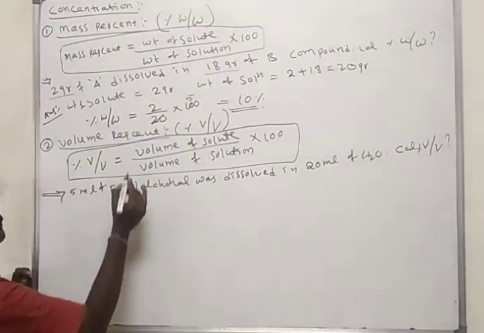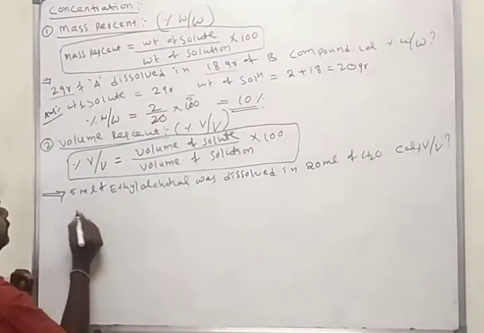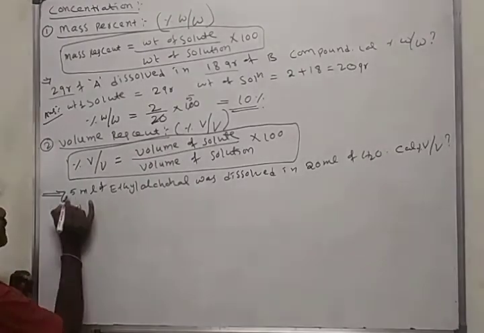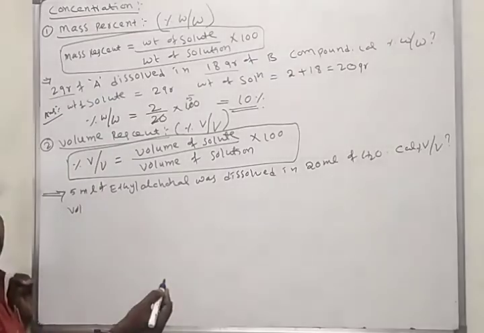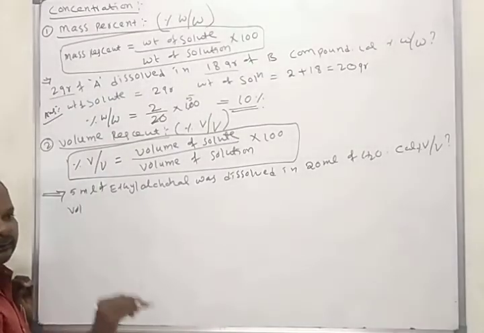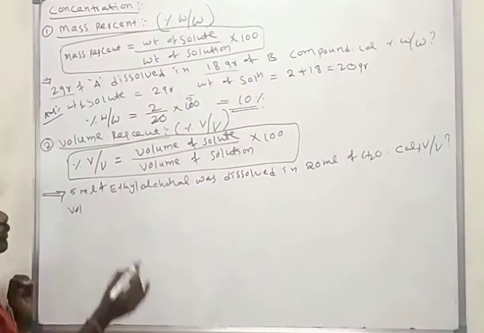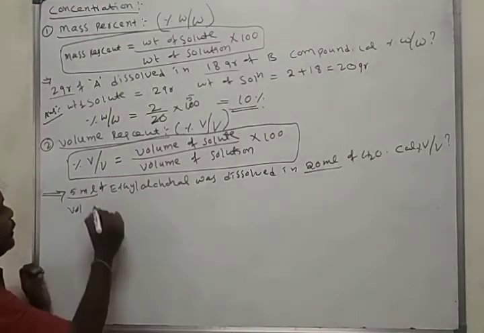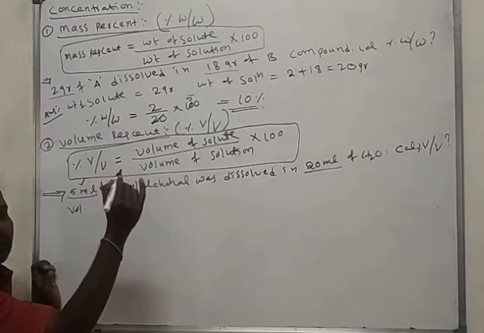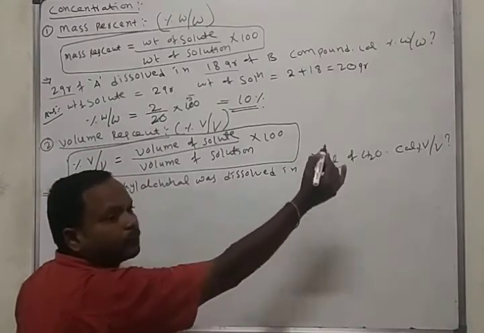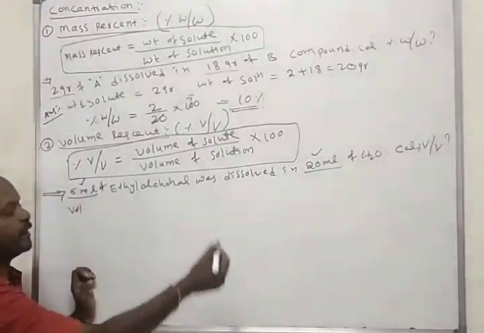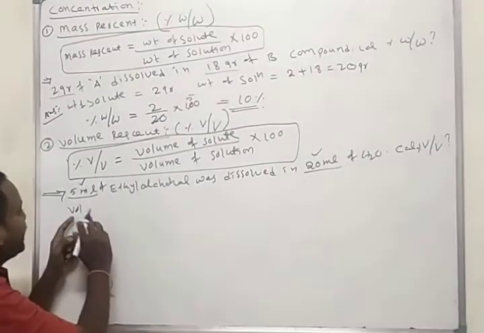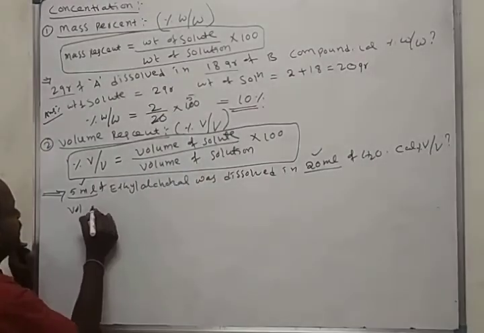Okay, here what we need? First, volume of the solute. Which is solute, which is solvent? Solute means less, solvent means more. Here 5 ml is there, here 20 ml is there. Okay, 5 ml solute, 20 ml solvent.